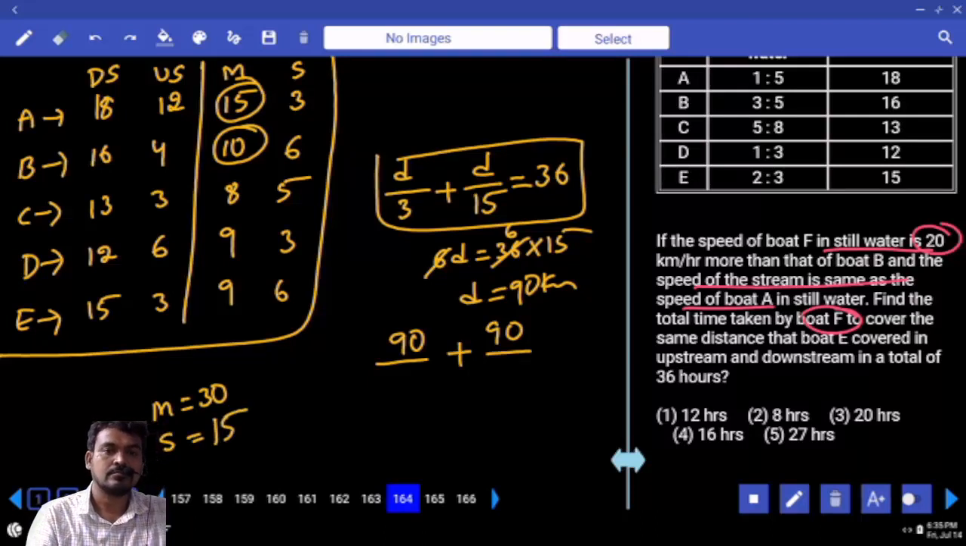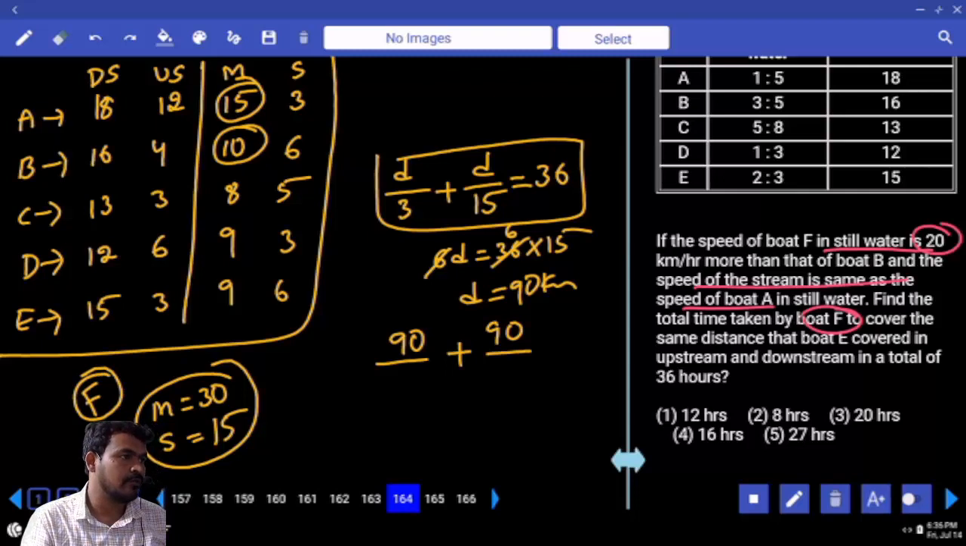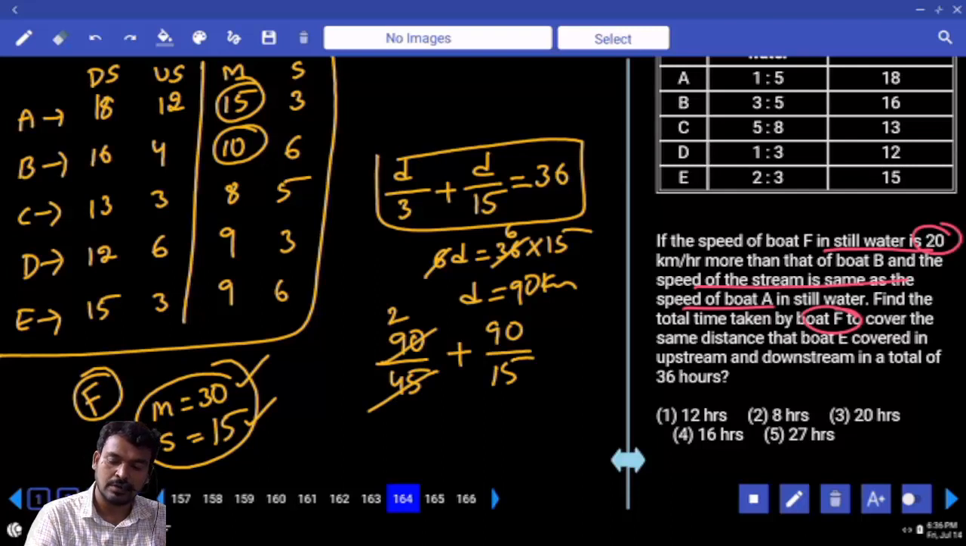Means the stream speed of boat F is how much? 15. It is data for which one? The speed of the boat F or boat B? Boat F. What is the boat F speed? 30. Stream speed 15. What is the downstream speed? 45. What is the upstream speed? 15. 45 how many times? 2 times. 15, 6 times. 6 plus 2, 8 hours.